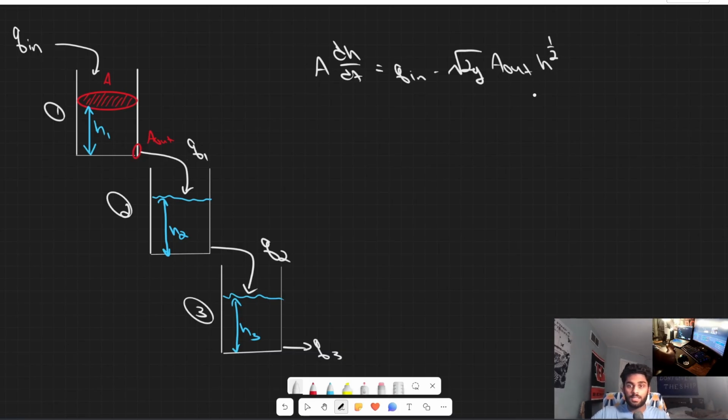So this is the balance that we derived in previous videos to allow us to do analyses of the tank effects as we give impulses to the initial Q in or mess around with the cross-sectional areas. But today's goal is to take this differential equation and linearize it so we can apply a Laplace transform to relate the tank height in tank 3 to our initial inflow.